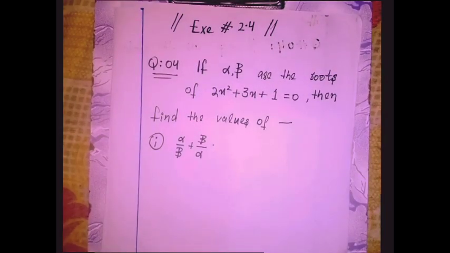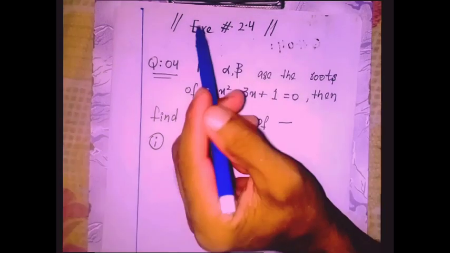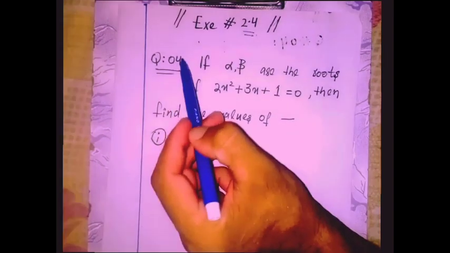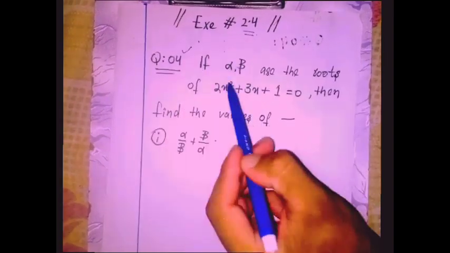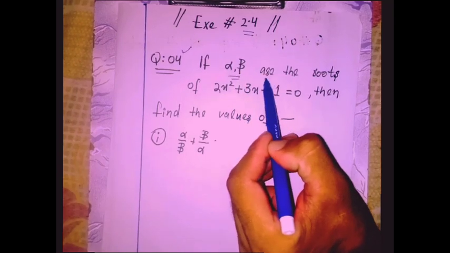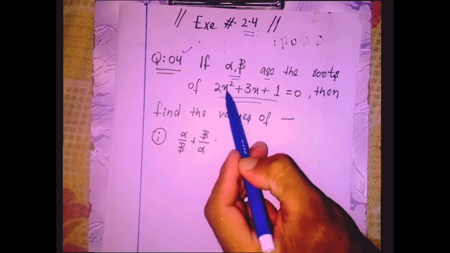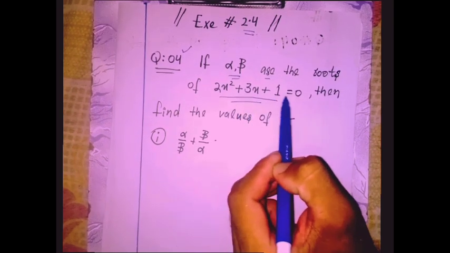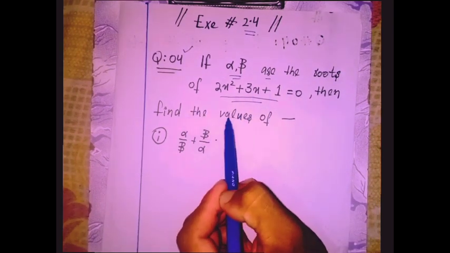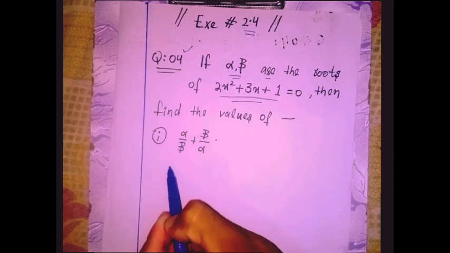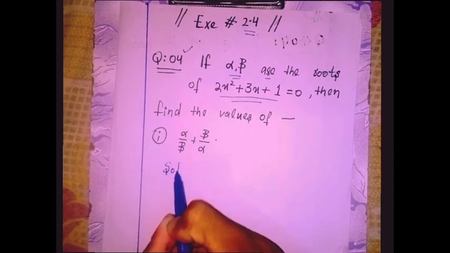In this video I'm going to discuss another question of exercise 2.4. Here we have question number 4. If alpha and beta are the roots of the given quadratic equation, which is 2x squared plus 3x plus 1 is equal to 0, then find the values of alpha divided by beta plus beta divided by alpha.